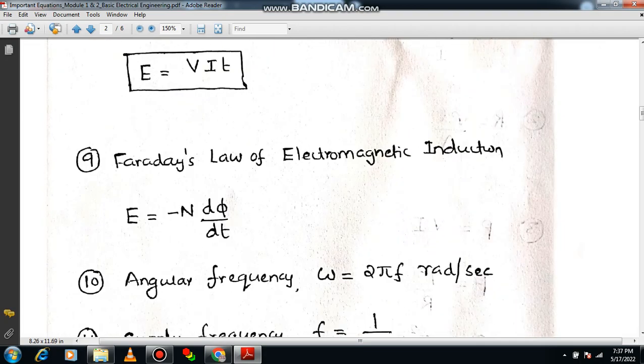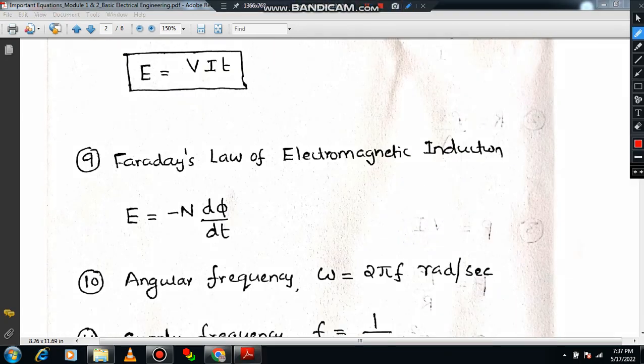Then according to Faraday's laws of electromagnetic induction, you can write E is equal to minus n d phi by dt, where n is the number of turns and d phi by dt means rate of change of flux, change of flux with respect to time. Minus n, why has the minus come? Because of Lenz's rule. You have to apply the principle of Lenz's law or Lenz's rule.